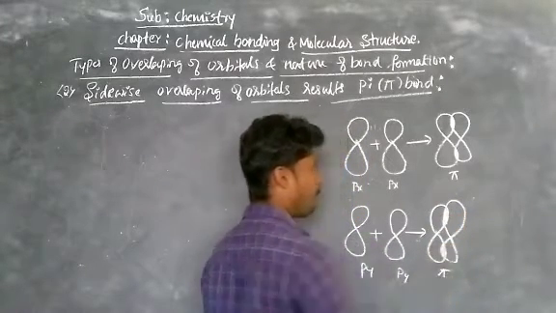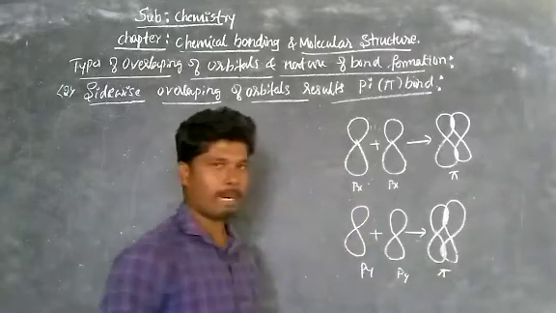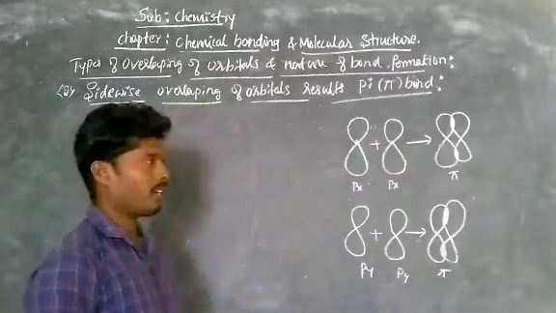This results in the pi bond. This pi bond we call a py pi bond. This is called a px pi bond. That doesn't matter here.